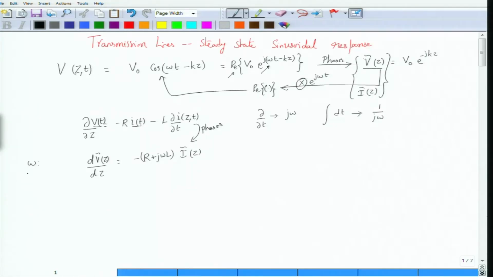Okay. And del by del t will be replaced by j omega, and this is the first order partial differential, or rather in this case full differential equation that you are going to get, which describes how the phasor voltage changes along the transmission line.